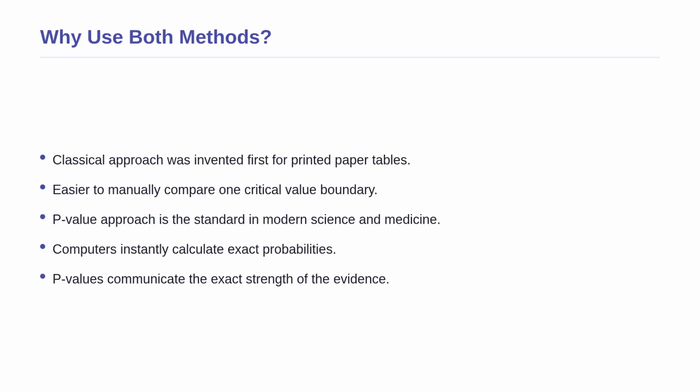You might wonder why we need both methods if they always give the same answer. The classical approach was invented first, back when statisticians had to rely on printed paper tables. It is much easier to look up one critical value boundary and compare your number to it manually. However, the p-value approach is the standard in modern science, medicine, and business because computers can instantly calculate exact probabilities. A p-value gives you much more information than a simple yes or no. It tells you exactly how strong your evidence is, which is essential for scientific discoveries.